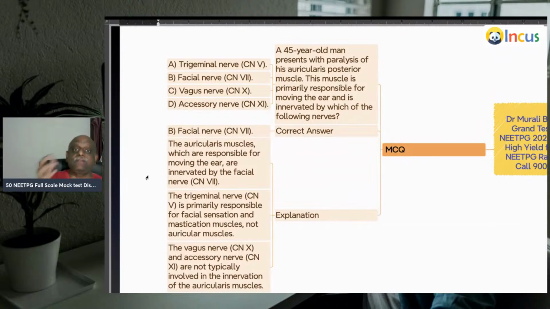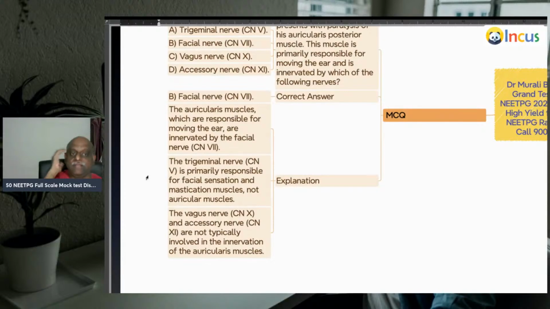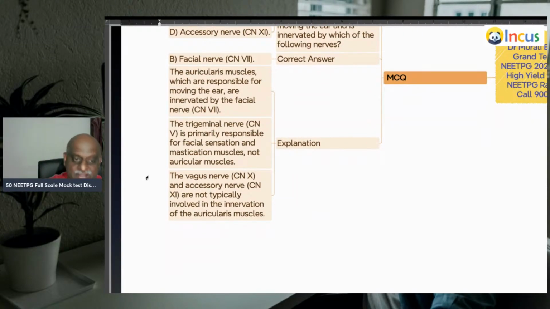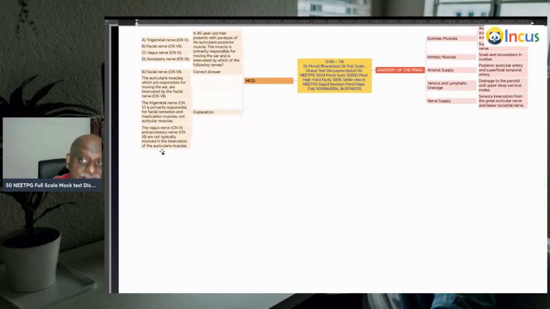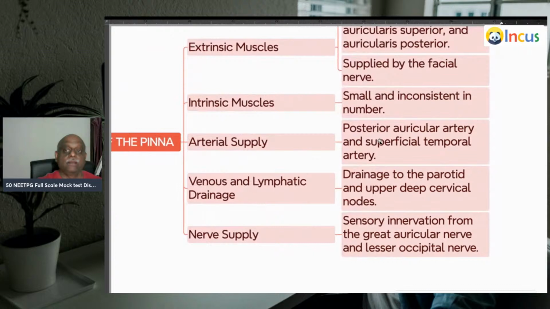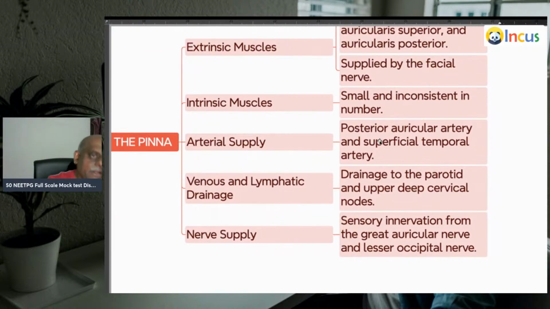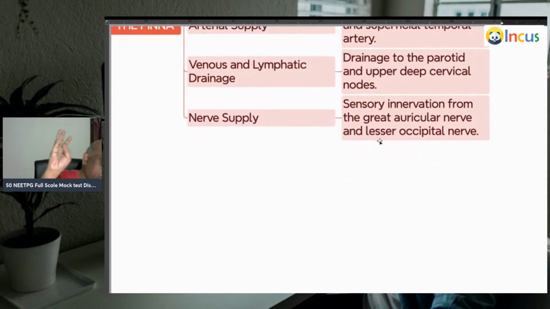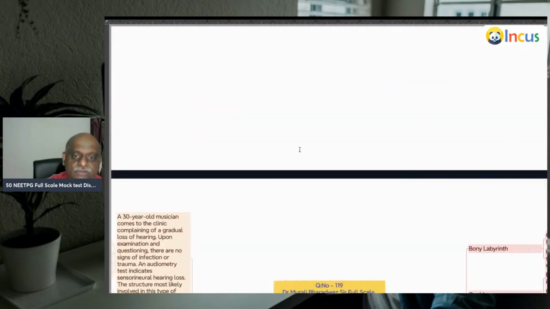45-year-old with the paralysis of the auricularis posterior. So auricularis muscle is supplied by facial nerve. Trigeminal for mastication muscles. So all these cranial nerves, doctor, definitely asked. So if you look at the pinna, posterior auricular artery, superficial temporal artery, they are the arterial supply. And venous lymphatic go to parotid and upper deep cervical lymph nodes. Great auricular nerve, lesser occipital nerve are the ones which supply the pinna, is what you should remember.